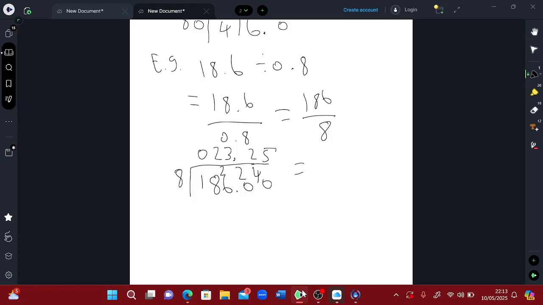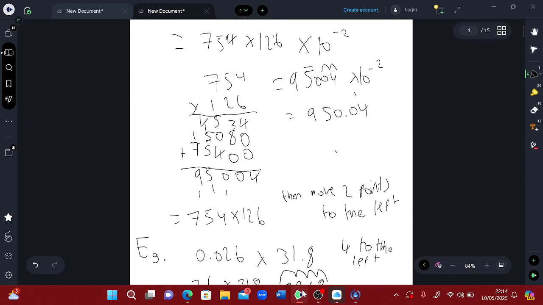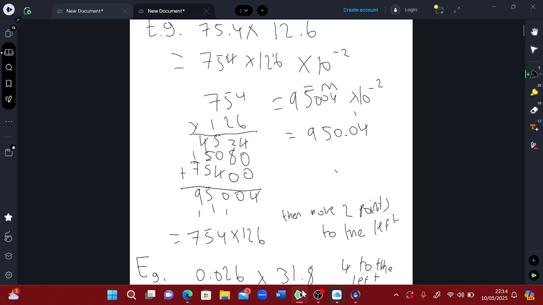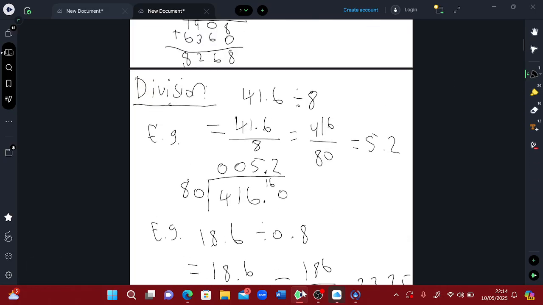So actually, our answer here, if you read off this, should be 23.25. Yes, bang on. Okay, lovely, and that's basically what it all boils down to. Those are what's expected. That's the level of arithmetic they'll ask you to do in the first question.